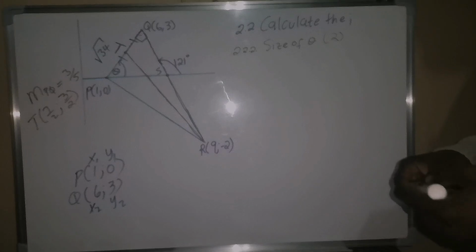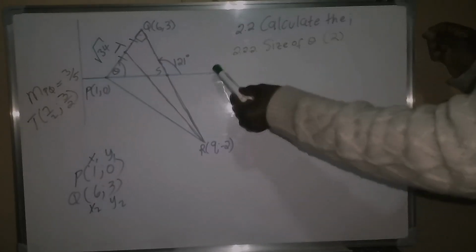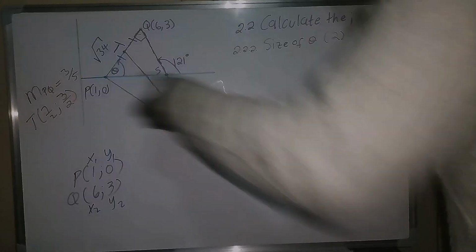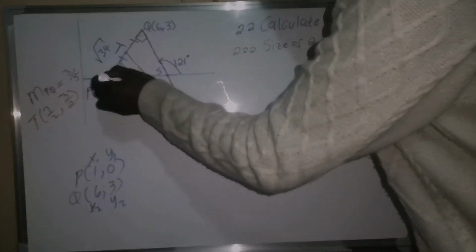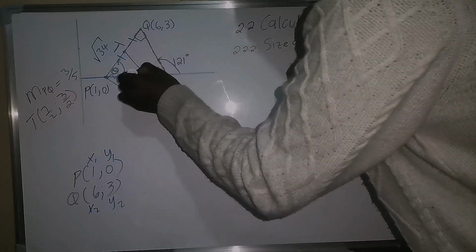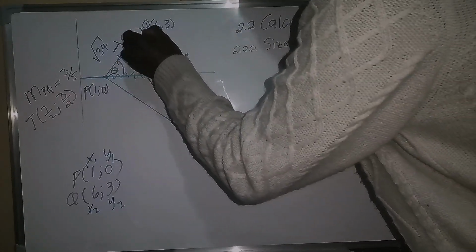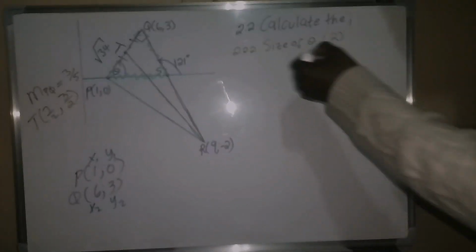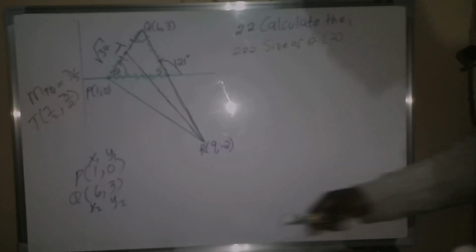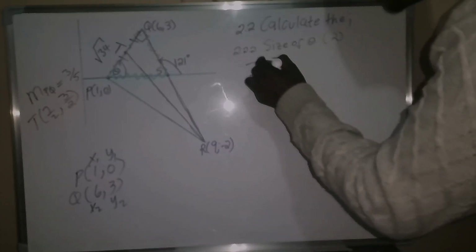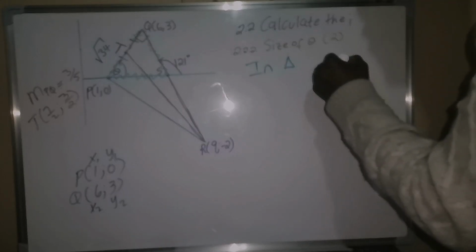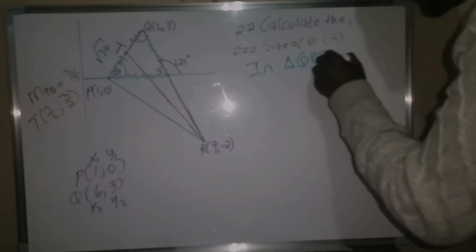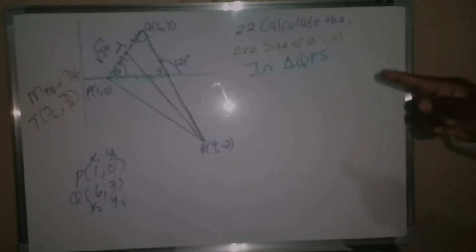Now, theta, how can you find it? Remember, guys, we have an x-axis here. That means our x-axis cuts. Our theta is here. That means our theta is inside this triangle Q. So let me just write this. Look out for triangle QPS. In triangle QPS, check something here.